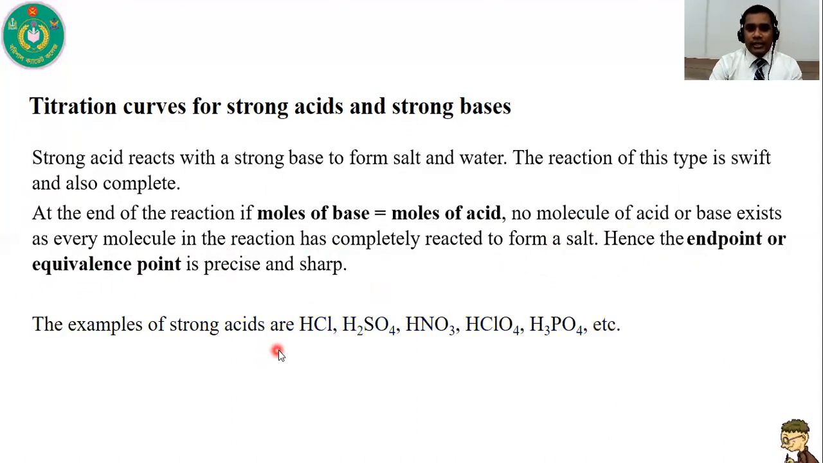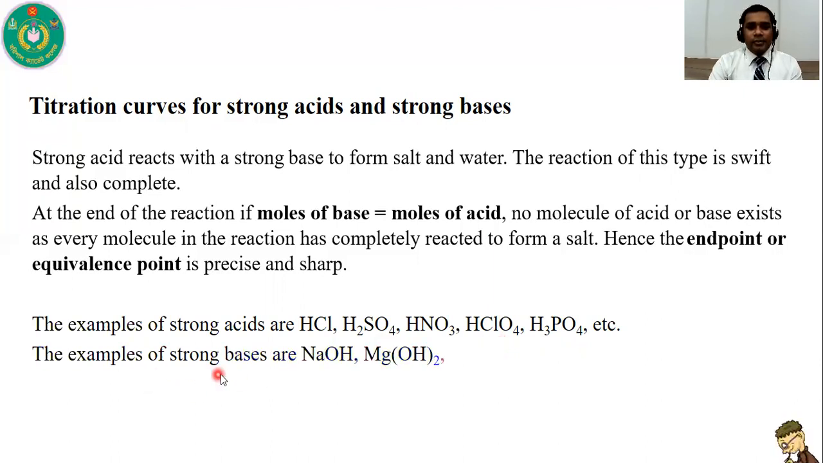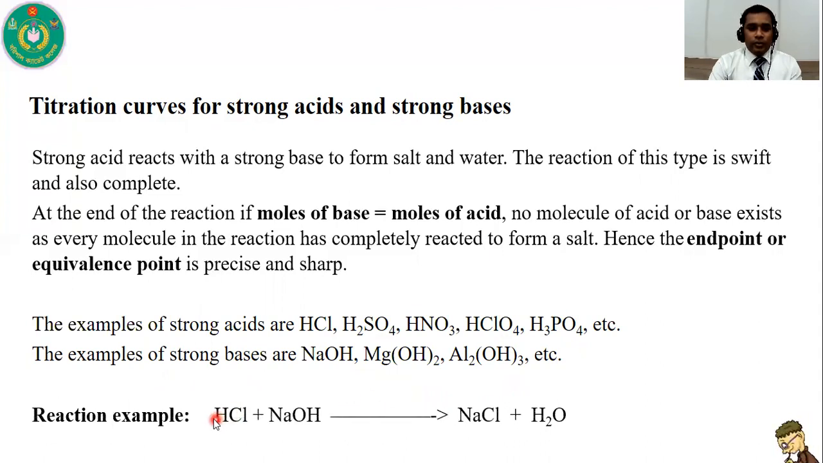Examples of strong acids are hydrochloric acid, sulfuric acid, nitric acid, chloric acid, phosphoric acid, and this is perchloric acid. Examples of strong bases are sodium hydroxide, magnesium hydroxide, aluminum hydroxide, etc. If you see the reaction, here hydrochloric acid reacts with sodium hydroxide, and we get sodium chloride and a water molecule. So this is the complete reaction, and for this reaction the end point or equivalence point is precise and sharp.